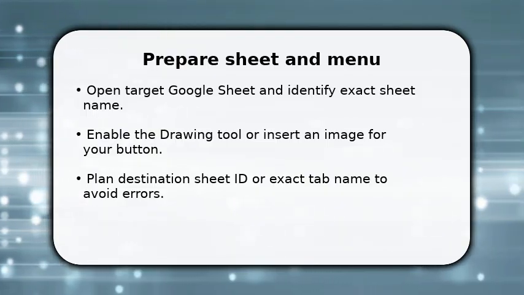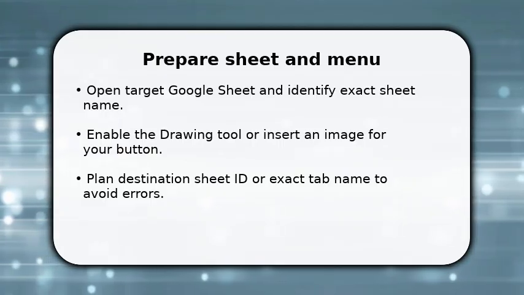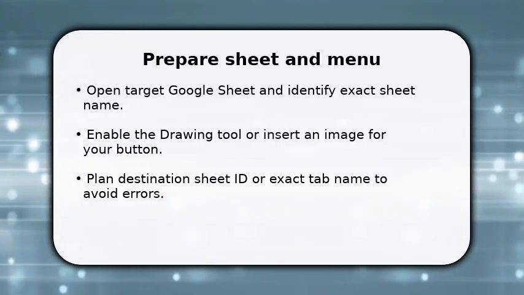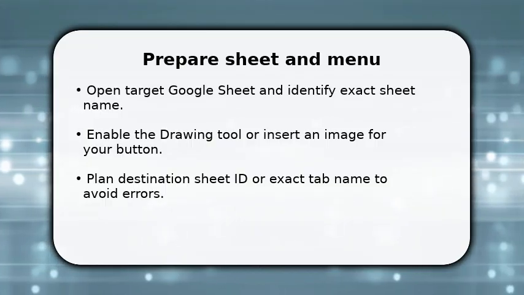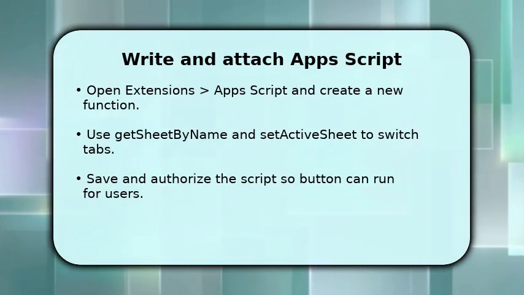You will reference a short Apps Script function that reads the tab name and activates it, so plan that function name now to keep things simple. You will now add the code that makes the button work.